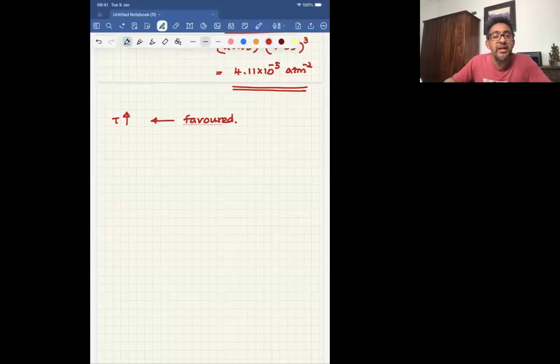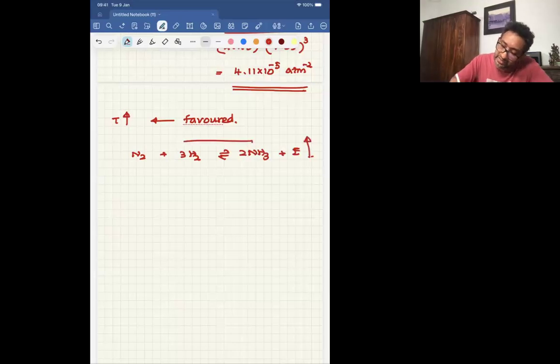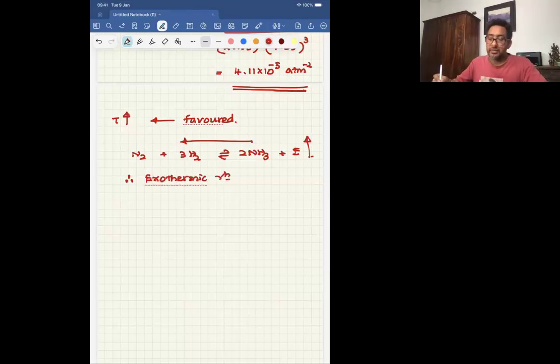That means the reverse reaction absorbs energy. So for nitrogen plus hydrogen, the energy is on the product side. When you increase the temperature, it favors the backward direction. If the energy is on the product side, that means it is exothermic. So therefore, this is an exothermic reaction.